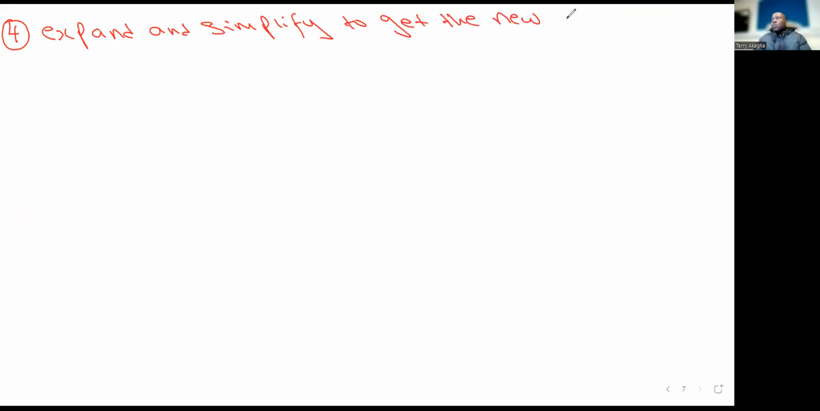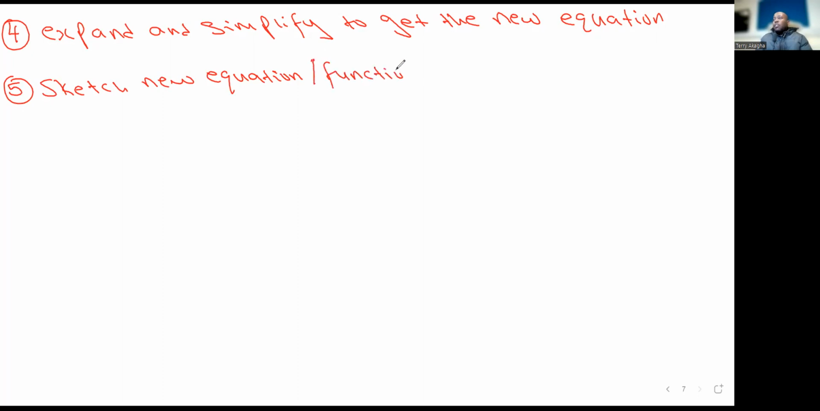Then when you're done with that, number 4 is to expand and simplify to get the new equation. And number 5, you sketch the new equation, or you can say the new function, to see how the new graph will look.